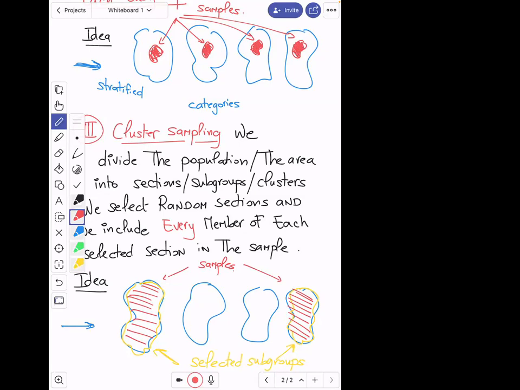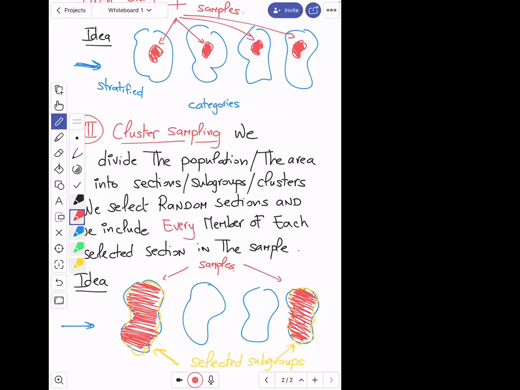Now, in the cluster sampling, guys, I divided my population into, again, 4 categories or 4 sections. And then we selected random sections. So for example, here I selected the first and the fourth sections, right? And then I included every individual of the section in the sample. So my sample is not just a part of the subgroup, it's the whole subgroup. The whole subgroup is included in the sample, right?